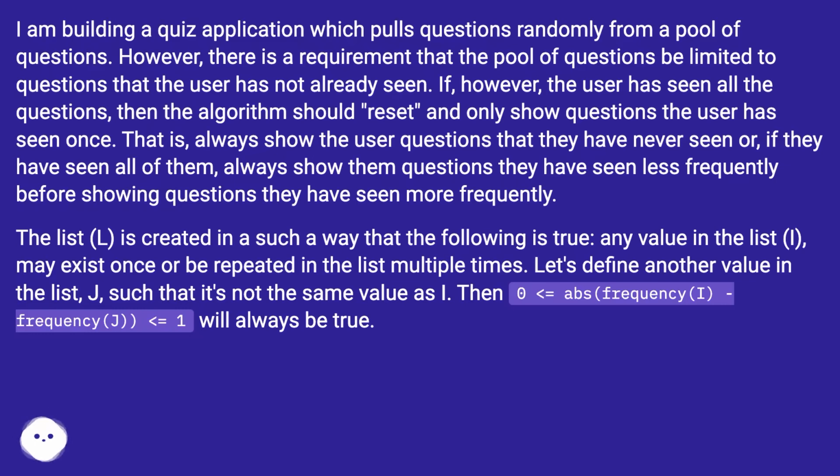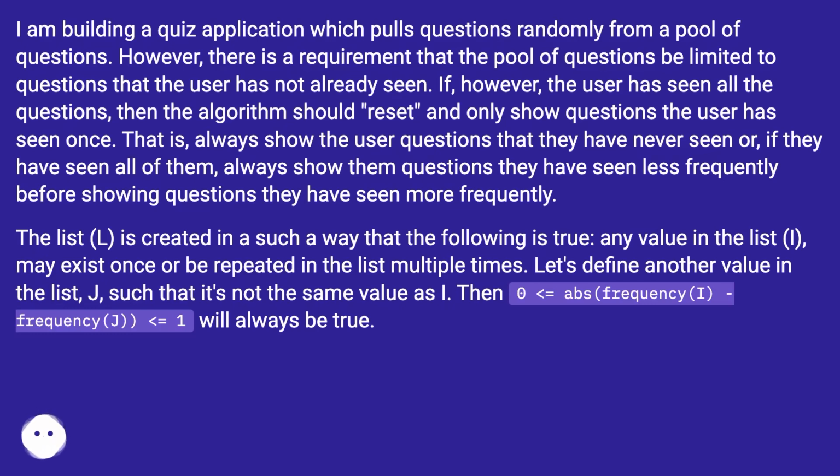user has seen once. That is, always show the user questions that they have never seen, or, if they have seen all of them, always show them questions they have seen less frequently before showing questions they have seen more frequently. The list L is created in such a way that the following is true: any value in the list I may exist once, or be repeated in the list multiple times.